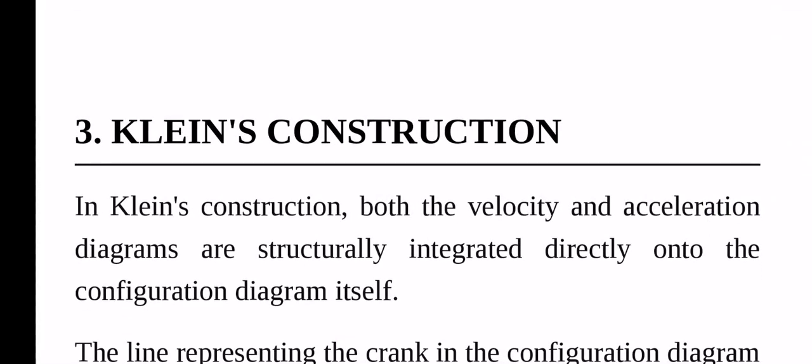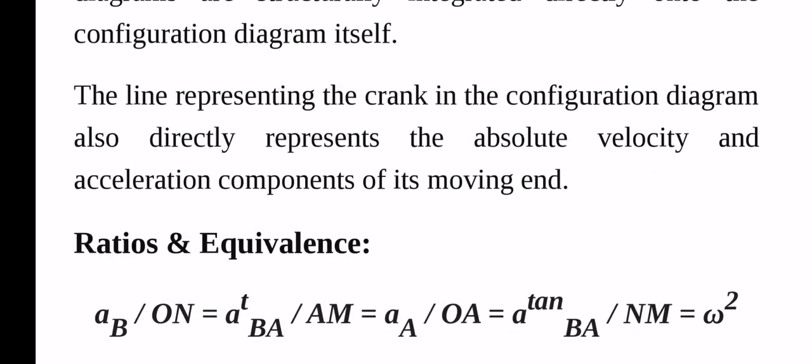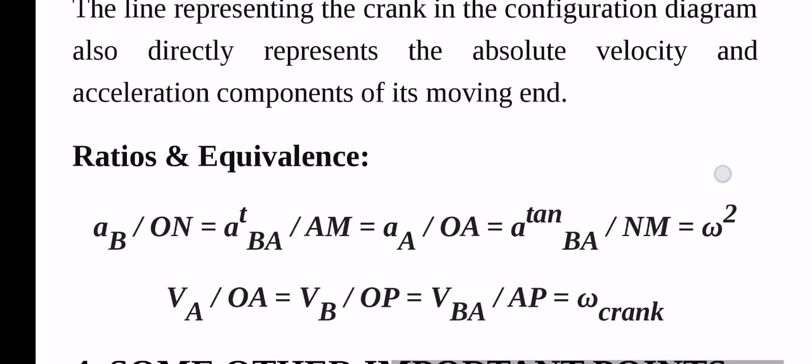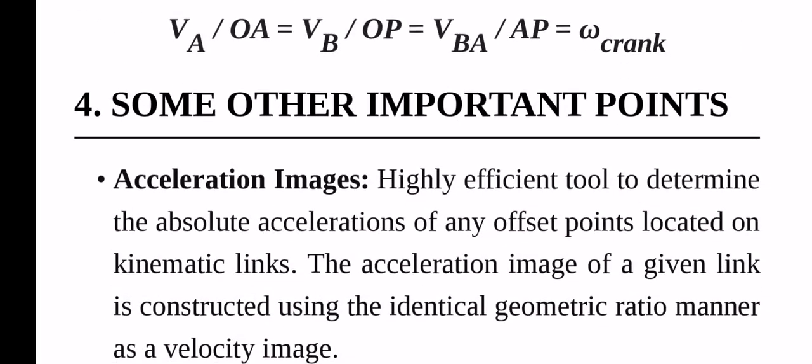Klein's construction. In Klein's construction, both the velocity and acceleration diagrams are structurally integrated directly onto the configuration diagram itself. The line representing the crank in the configuration diagram also directly represents the absolute velocity and acceleration component of its moving end. Ratio of equivalence: AB by ON is equal to AT by VA by AM, which is equal to A by OA, ATN, VA by NM, omega square VA by OA, which is equal to VB by OP, which is equal to VBA by AP, which is equal to omega crank. Some other important points.